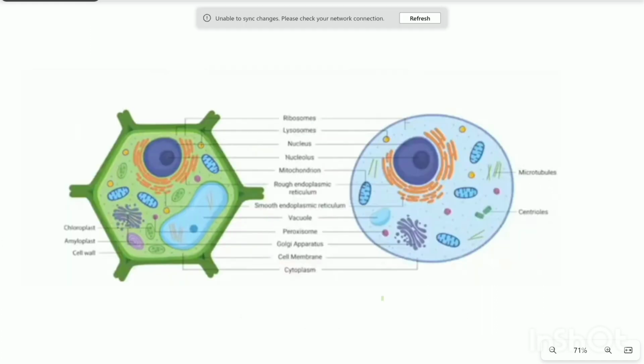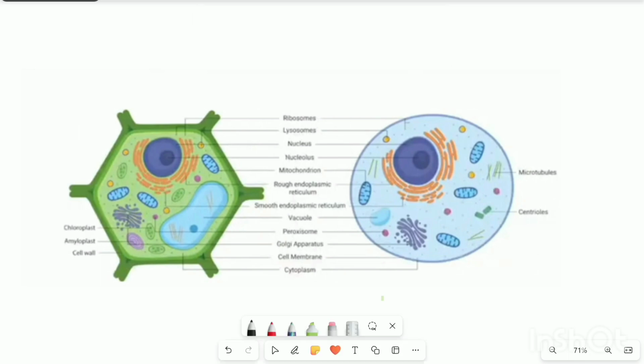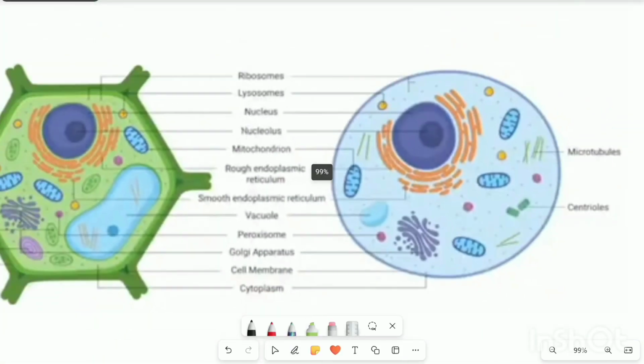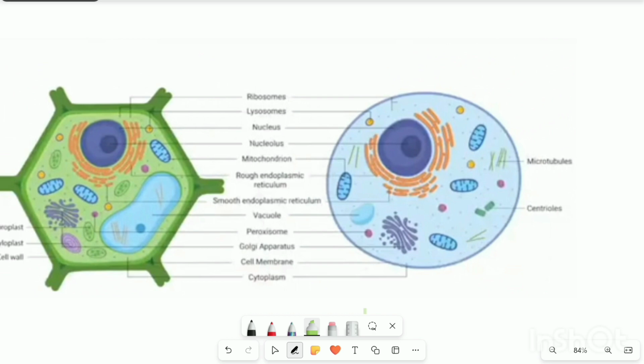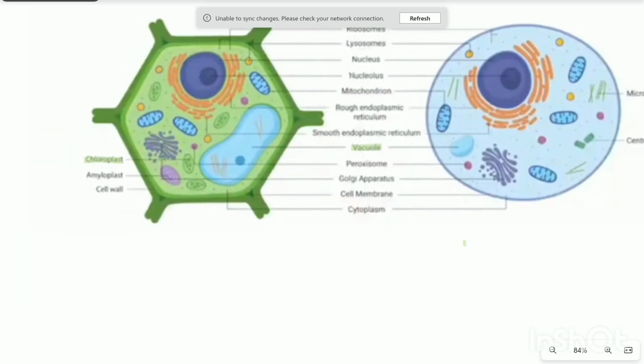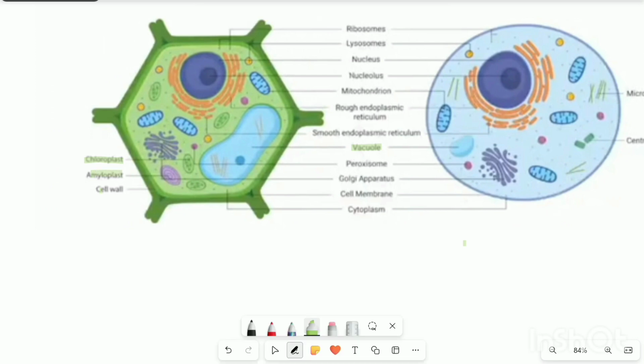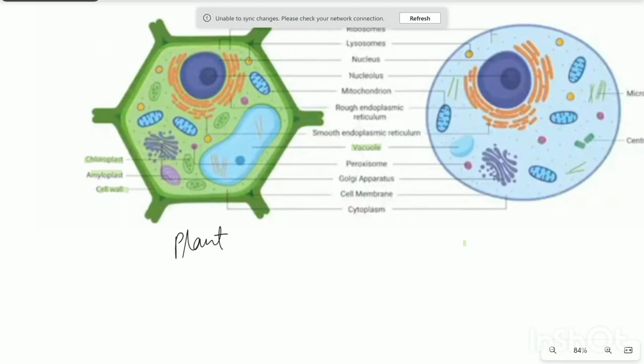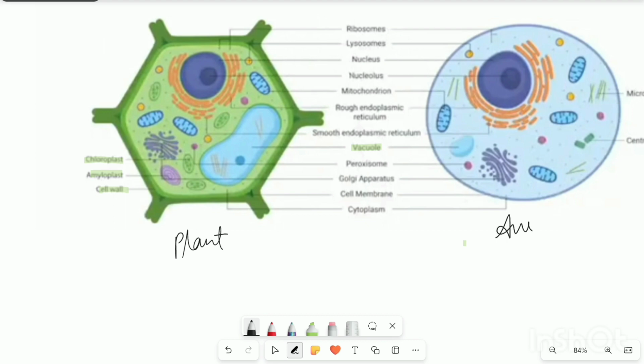Now see the plant cell and animal cell diagram. In this plant cell and animal cell, we can see here vacuole. Here vacuole is large, big. Here is small. As we can see in plant cells, chloroplast, amyloplast, and cell wall. This is plant cell and this is animal cell.